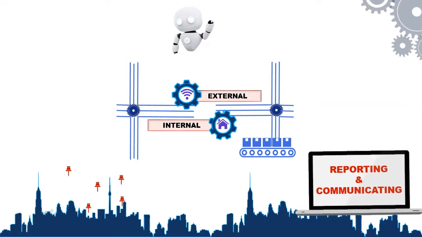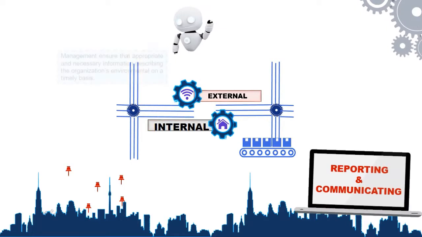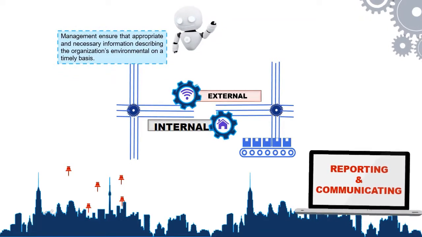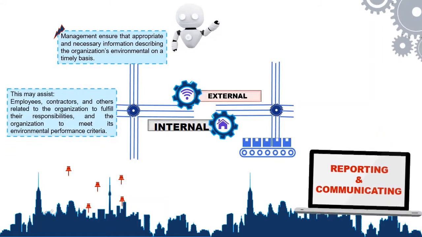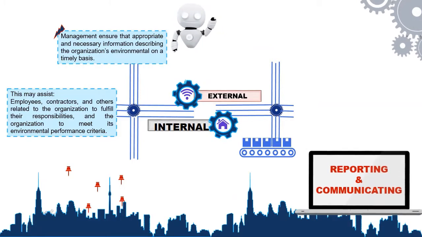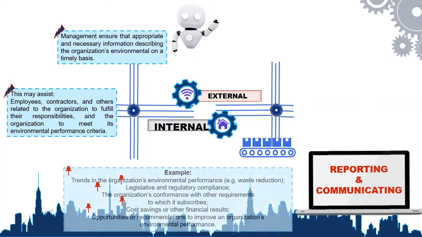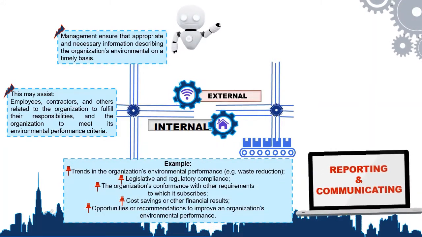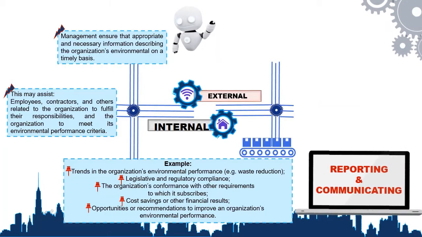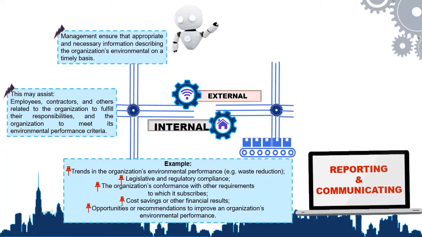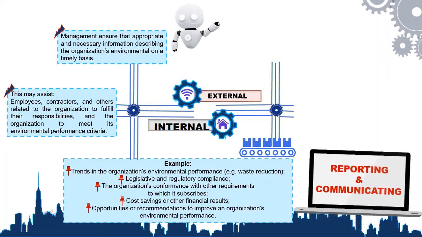Reporting and communicating have internal and external factors. For the internal factor, management ensures that appropriate and necessary information describing the organization's environmental performance is provided on a timely basis. This may assist employees, contractors, and others related to the organization to fulfill their responsibilities and the organization to meet its environmental performance criteria. For example: trends in the organization's environmental performance, such as waste reduction, legislative and regulatory compliance, the organization's conformance with other requirements to which it subscribes, cost savings or other financial results, and opportunities or recommendations to improve an organization's environmental performance.